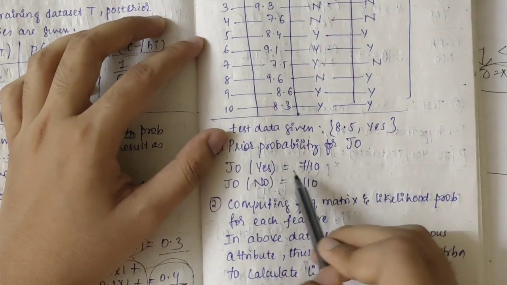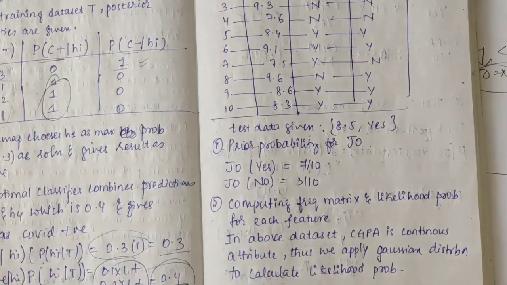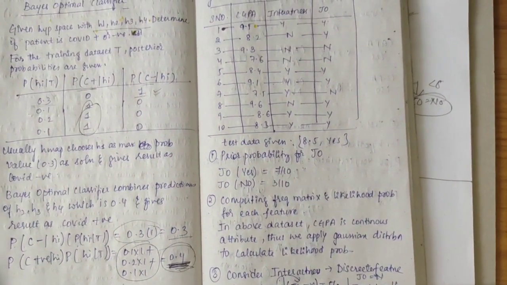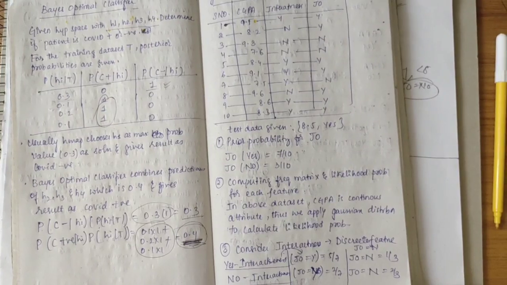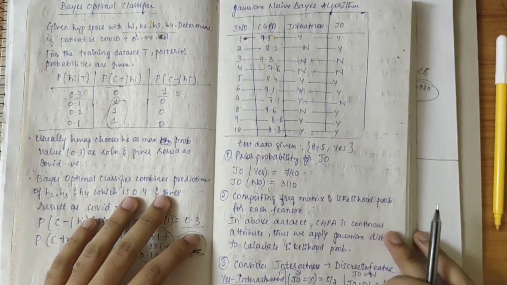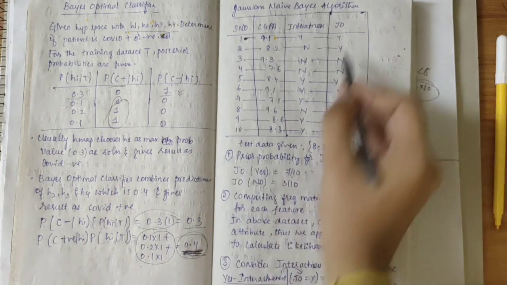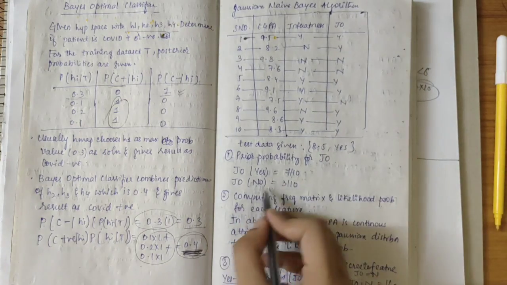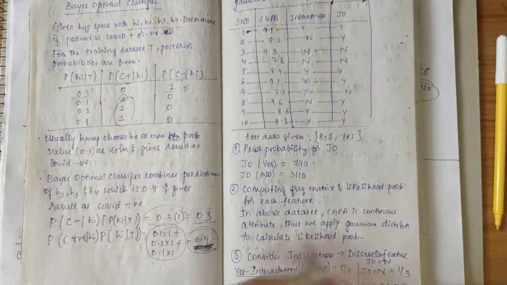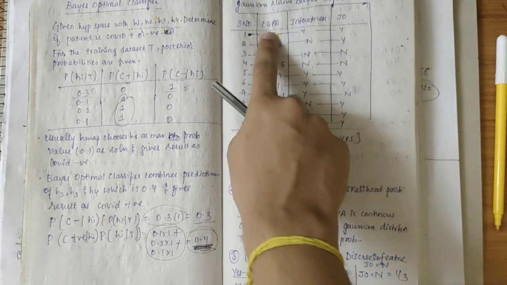Yes, there are 7 yes, so 7 by 10, and for no it is 3 by 10. So I am done with the first step. My first step was to calculate the prior probability of job offer. For yes, we have 7 yes here, so 7 by 10, and for no we have 3 no, so 3 by 10. Next I have interactiveness and CGPA.